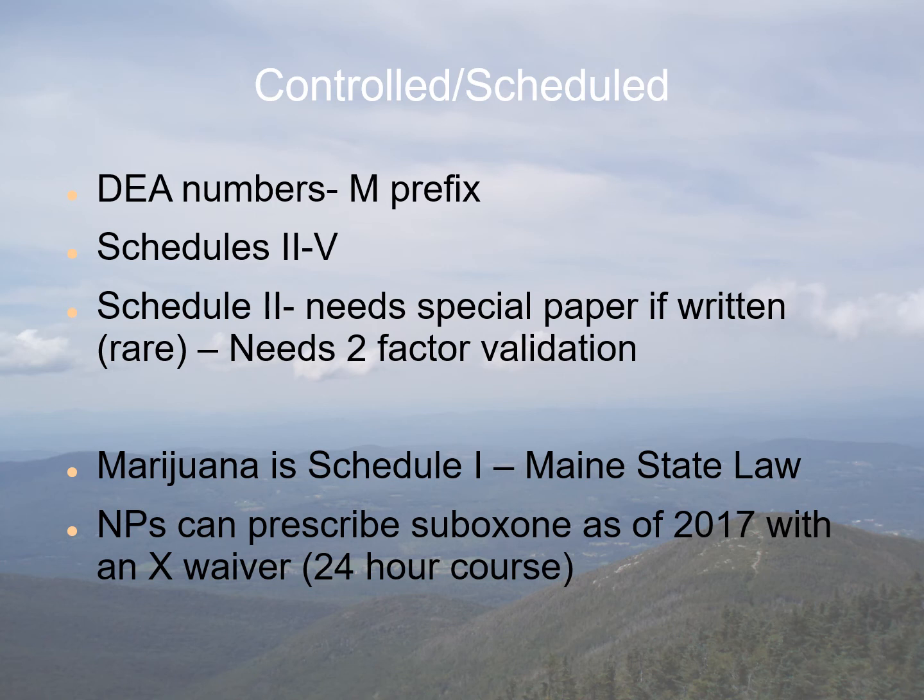And we did talk a little bit about marijuana. We'll talk much more about marijuana in the course. Suboxone is now a medication that you can use for medication-assisted therapy, MAT, for narcotics. With an X waiver, NPs now need to have a 24-hour course. Physicians only need an 8-hour course, which I'm not sure, I don't think they're 3 times smarter than we are. But at any rate, that is what's required, is a 24-hour course.